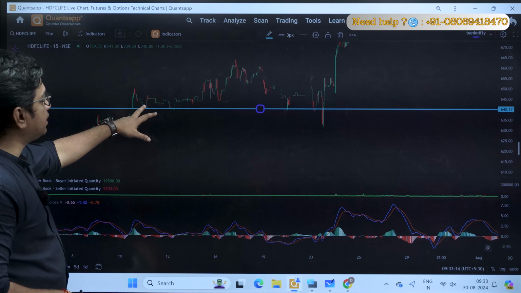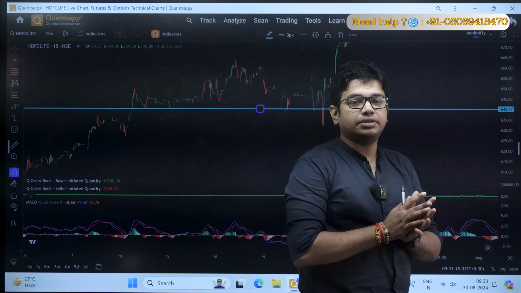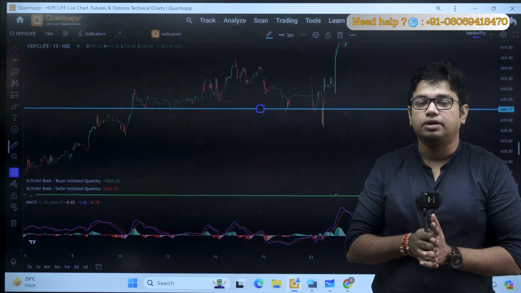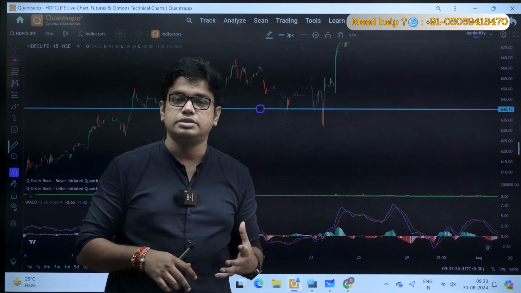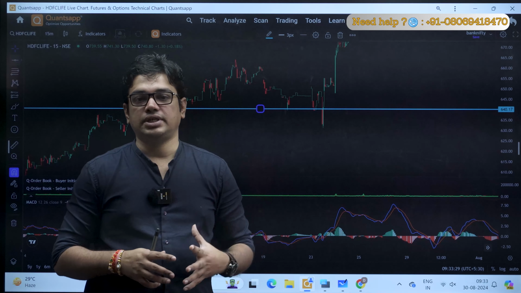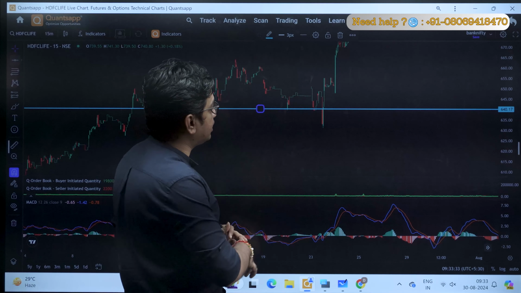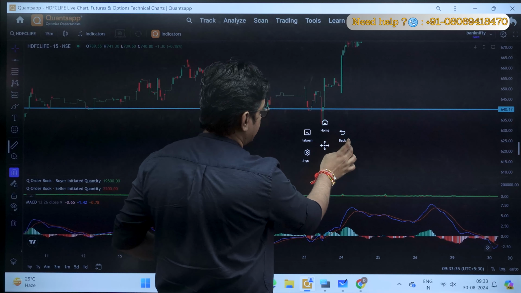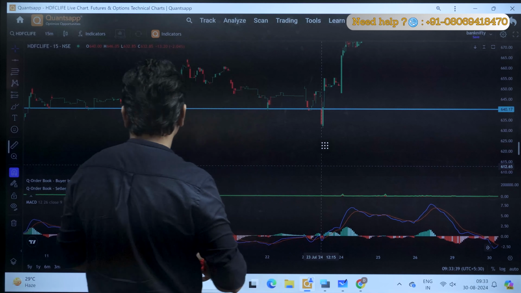Because you can see multiple times, 1, 2, 3, 4, multiple times it has respected this particular level. Now what people do, whenever there is a breakdown on this particular support, they go with the downtrend trade. Now you can see there was a big red candle at this time, you can see it over here.